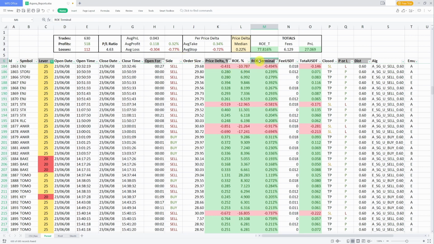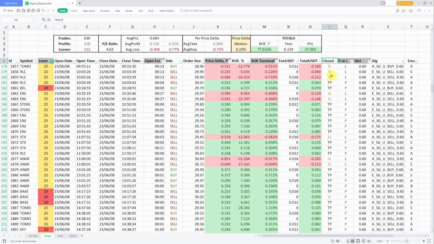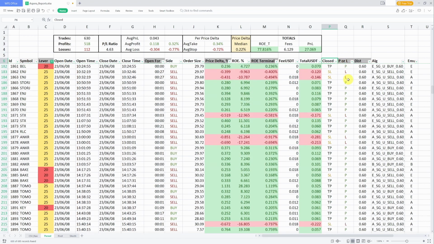So this ROE terminal column I've explained, it's the one that we see at the bottom right of the terminal. By the way, these are just color-coded, red for loss and green for profit. Next, there is a fun thing about this one, the closed column. I've explained that it's either take profit or stop loss, but here I've added another column called P or L, or profit or loss. Why do I need that?